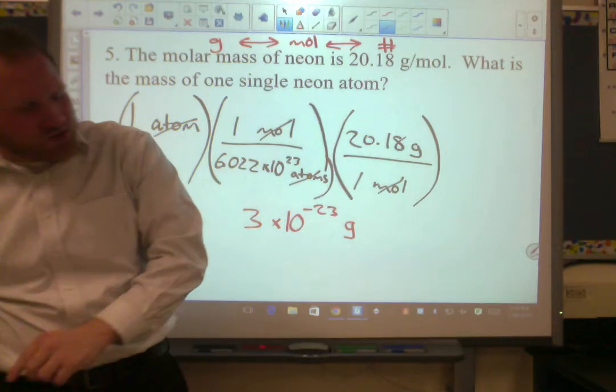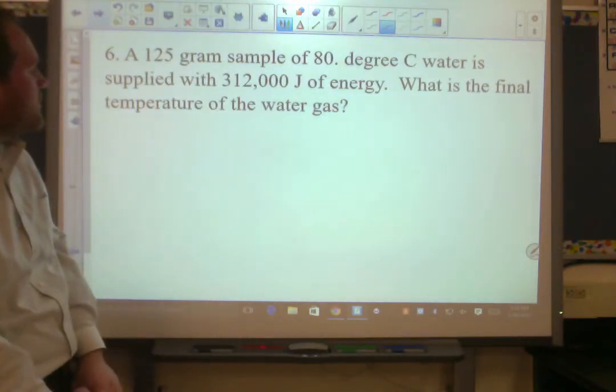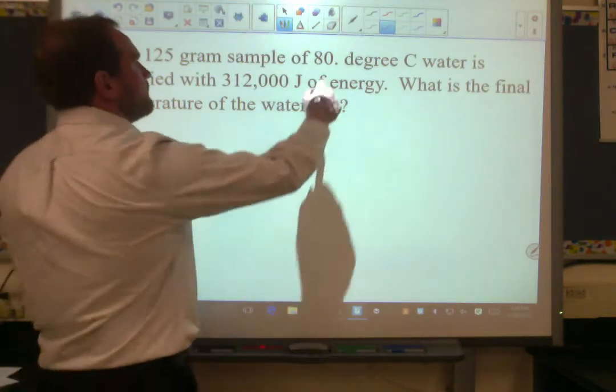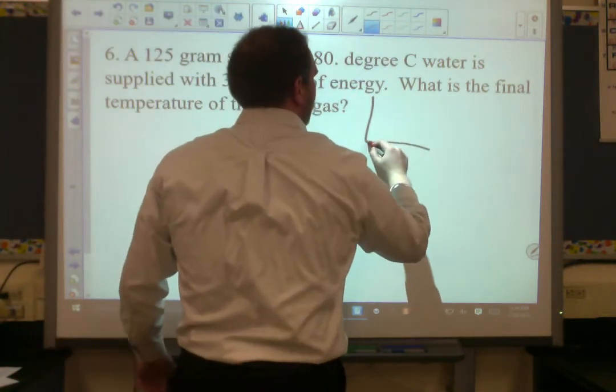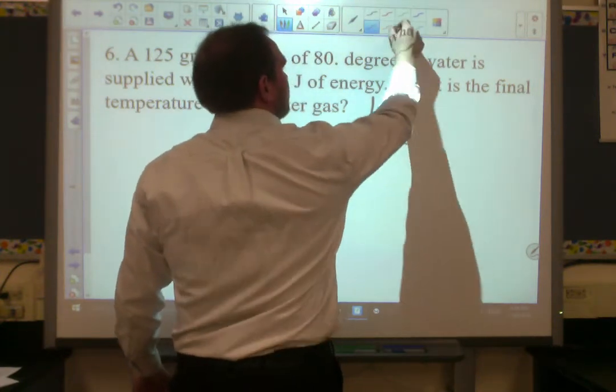All right, number 6. 125 gram sample of 80... okay, so it looks like another quantitative heat problem. All right, 5-step curve. 1, 2, 3, 4, 5.